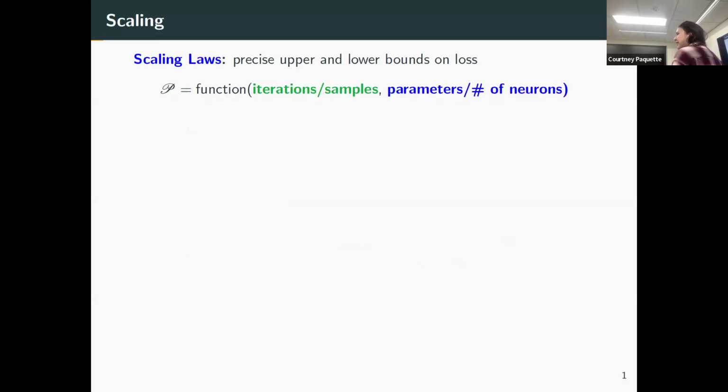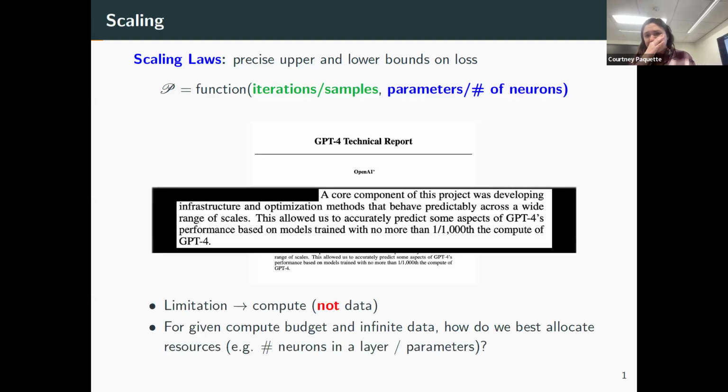Scaling laws are just another name that we've been calling things recently, which is that our loss function is somehow a function of iterations, samples, number of parameters, number of neurons, etc. And why is this important? This is mostly important nowadays because we want to understand the interplay between iterations, the actual algorithm, and also the architecture that we're actually using. That would be something like the number of parameters, for instance.